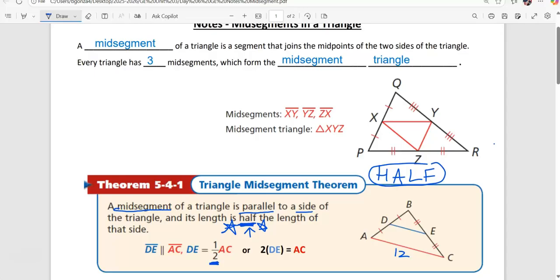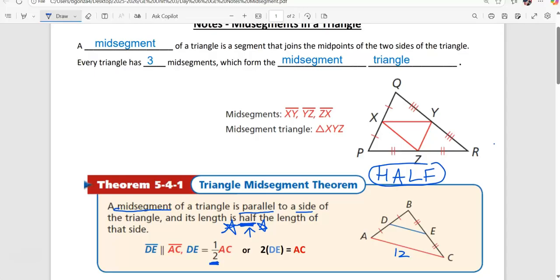So the midsegment is parallel to the side. You see how DE, this blue one, is parallel to AC, right? I want you to write this word: half. This is the main thing you got to know today. That little midsegment between the midpoints is half of the parallel side.